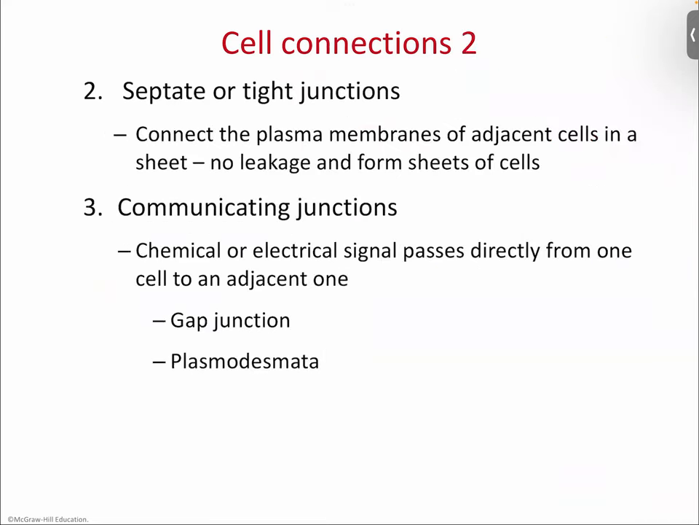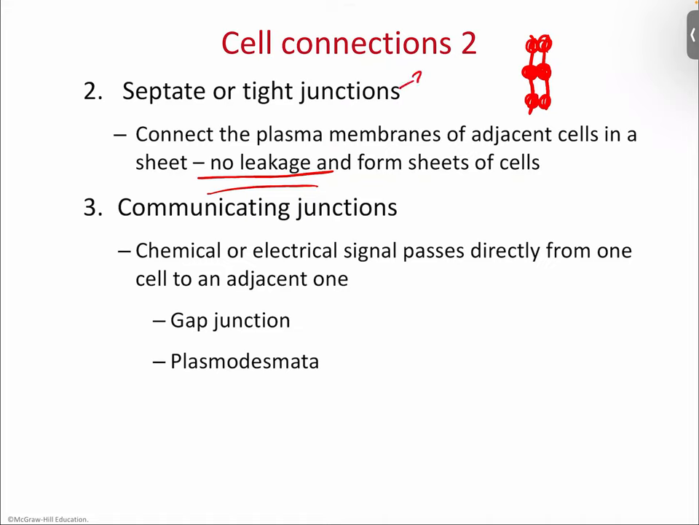Now, what about the other two? How about tight junctions? Tight junctions are basically a situation where you want just an impermeable sheet, no leakage. So they are tight for a reason. This basically looks like two membranes with two proteins that are literally fastened together like that. Notice, not a lot of frills. It's just about as tight as you can get.